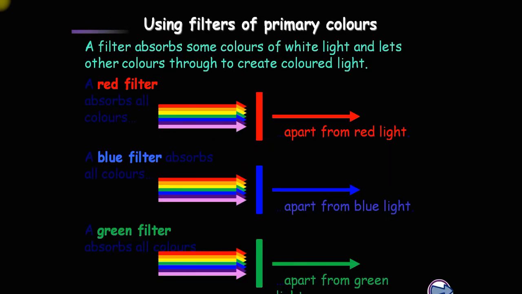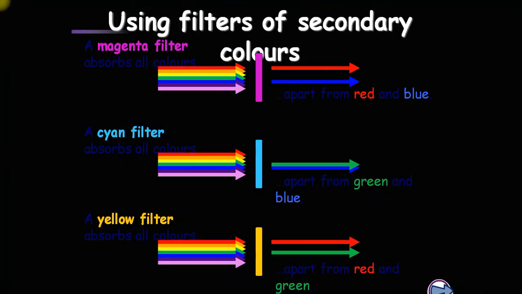Now, using filters of primary colors, filters absorb some colors of white light and let other colors through to create colored light. If I use a red filter, only red will pass through. If I use a blue filter, only blue light gets to pass through. And if I use a green filter, only green light gets to pass through it. So basically filters of primary colors only allow the primary color related to that filter to pass through it.